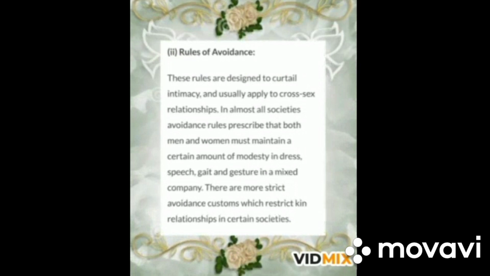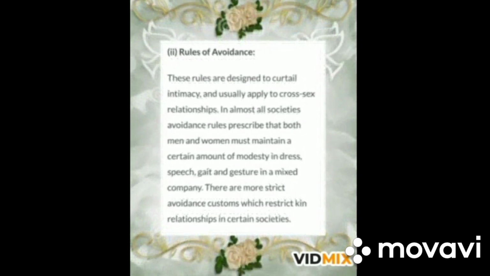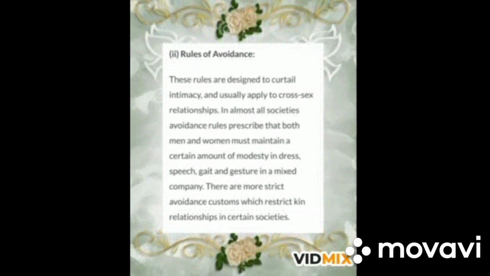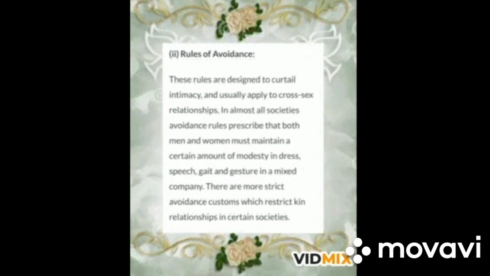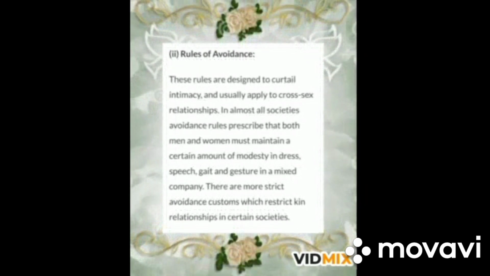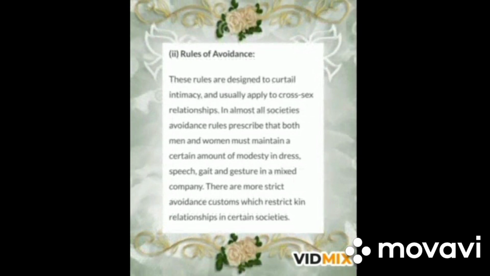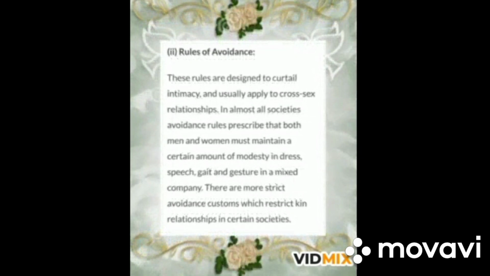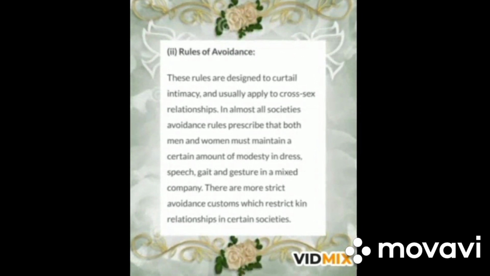Rule of avoidance. Avoidance means that two kin, normally of opposite sex, should avoid each other. In almost all societies, avoidance rules prescribe that men and women must maintain a certain amount of modesty in dress, speech, gait and gesture in mixed company. For example, the father-in-law should avoid the daughter-in-law.